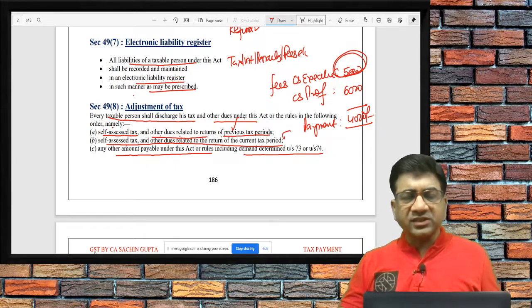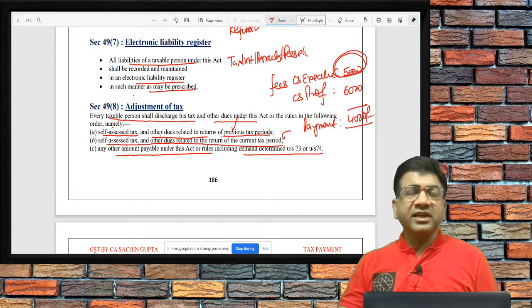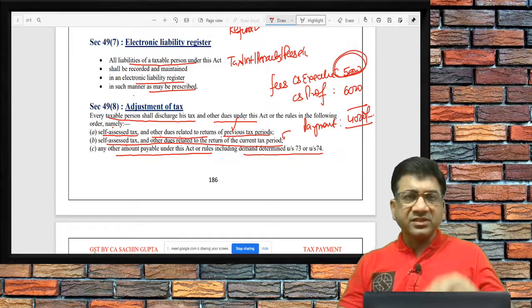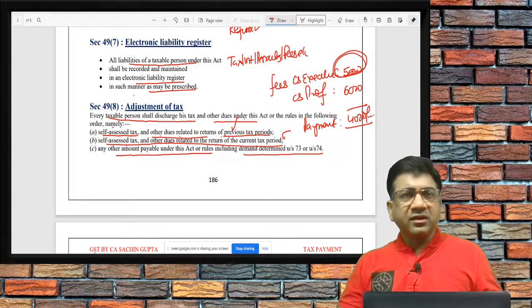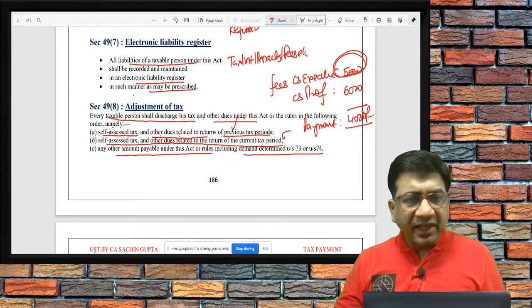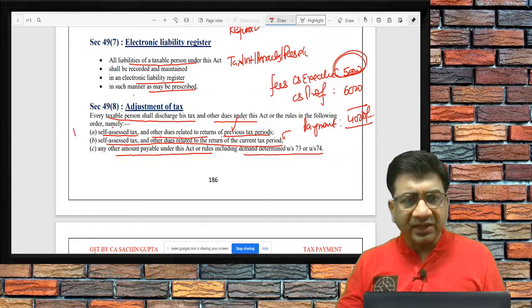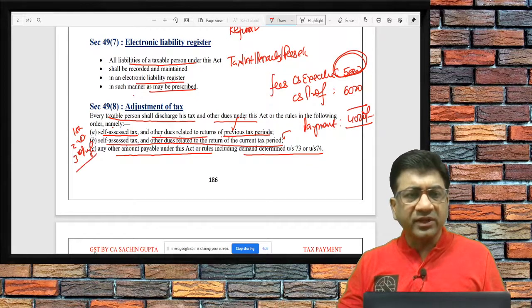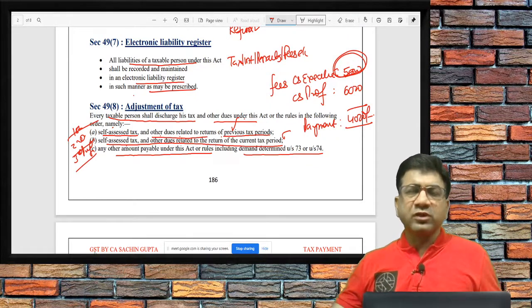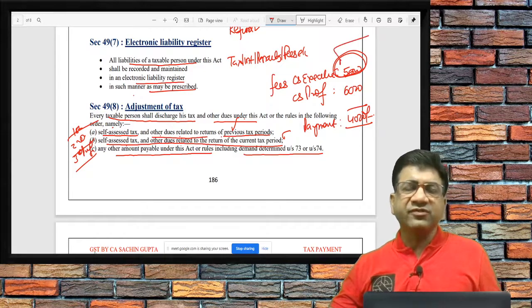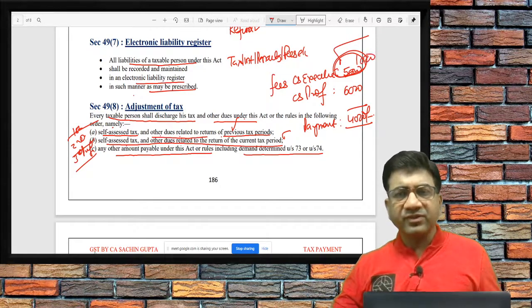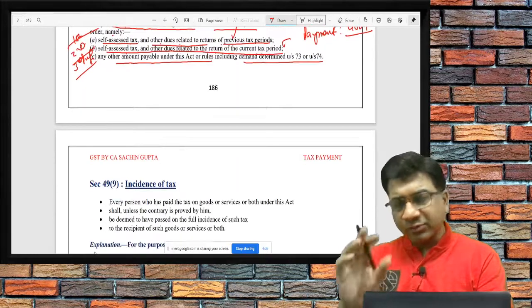This is priority of set off, just like there was a priority of set off under the Income Tax Act. First current year depreciation, then brought forward losses, if you remember, and then brought forward depreciation. And then self-assessed taxes and other dues, any other amount which is payable under the Act, including your demand. So the first priority, second priority, and third priority. So the interest will be calculated similarly. So we'll pay 4,000 rupees. First we'll assume CS Executive fees is gone. Now 1,000 is left. Fine. So remember this, a small question can be asked.